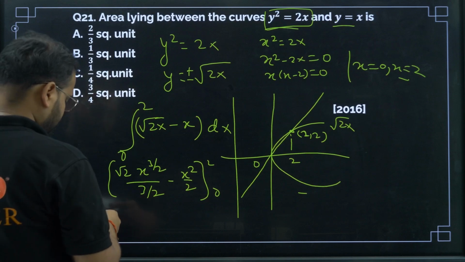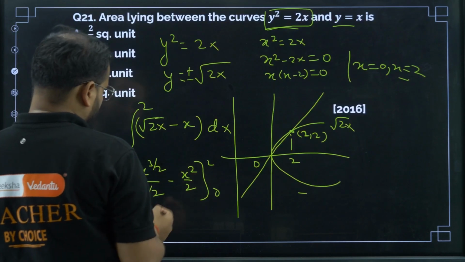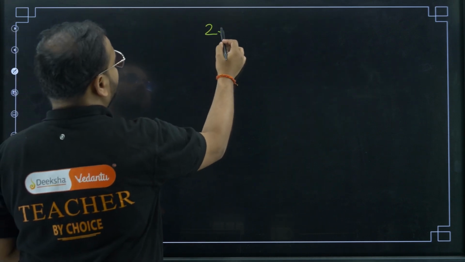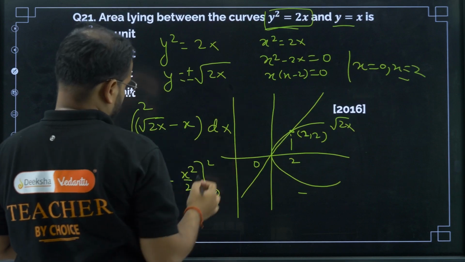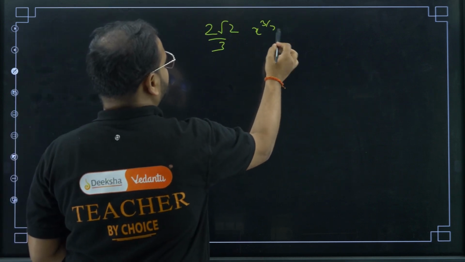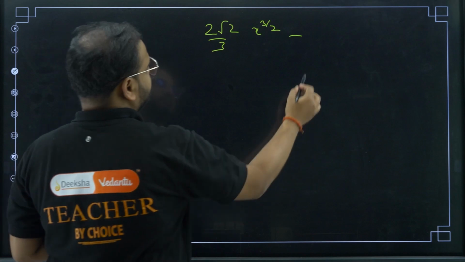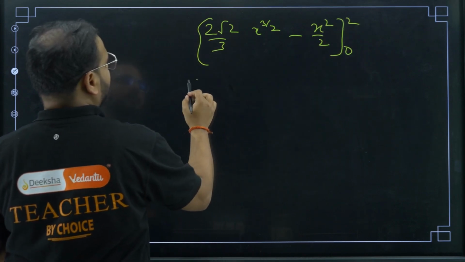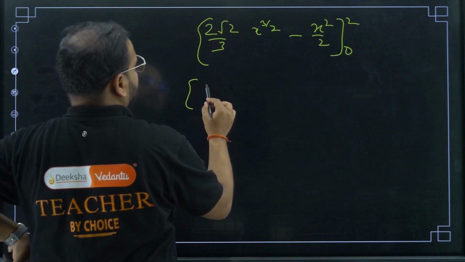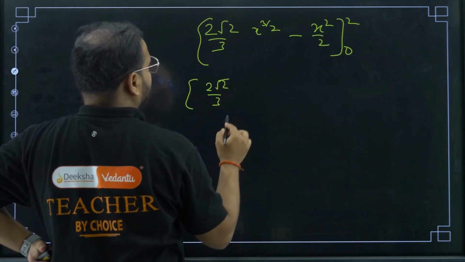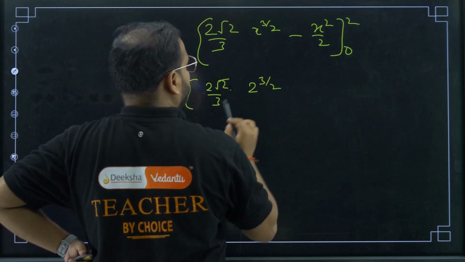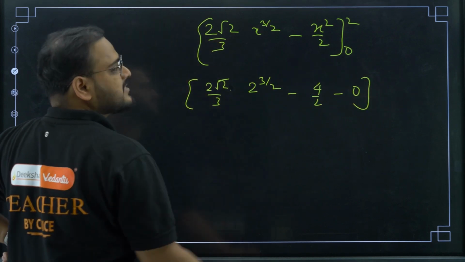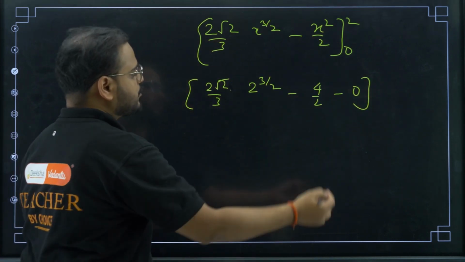I can write it over here. So I'll get 2 root 2 by 3. Correct? 2 will go up, so 2 root 2 by 3 I'll get, times x power 3 by 2, minus x square by 2, from 0 to 2. Upper limit you put, you're going to get 2 root 2 by 3 times 2 power 3 by 2, minus 2 square is 4 by 2. For lower limit it will be all 0, because if you put 0 in place of x, it is 0, and 0 in place of x square is also 0. So both of them will be 0.